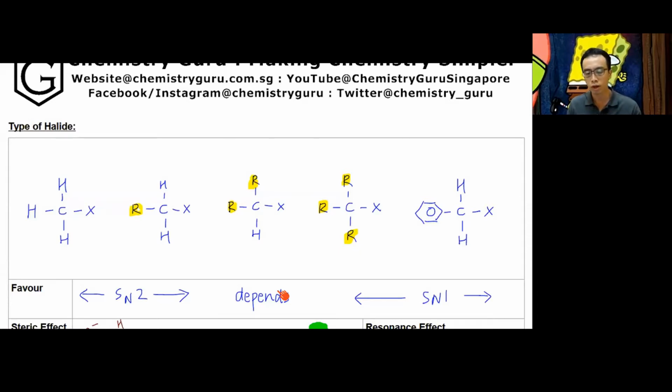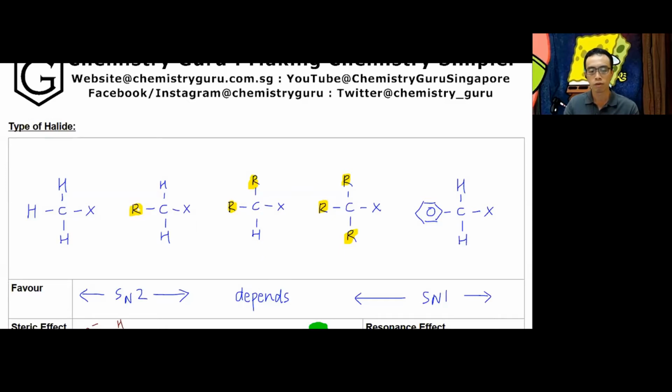Of course, once we have this trend, we want to understand why this is the case. How come certain species will favor SN2, and certain species will favor SN1? So what we want to discuss is the 3 effects: steric effect, electronic effect, resonance effect. A combination of these 3 ideas, interestingly, can explain the reactivity of all the functional groups that we have in the syllabus. So we want to have a rough idea what each of these effects mean. Let's run through each one of them part by part.